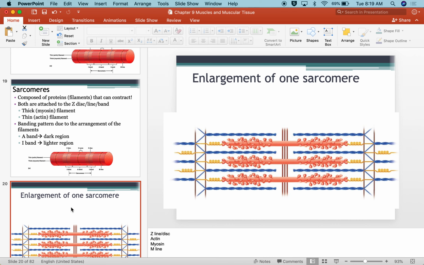So when we look at one sarcomere, this would be the Z line, okay? This is the A band, and this is also known as the protein myosin. So when we look from here all the way over to here, this is the A band. And then the I band is going to be right next to it. It's going to start here, and it's going to go around that Z line.